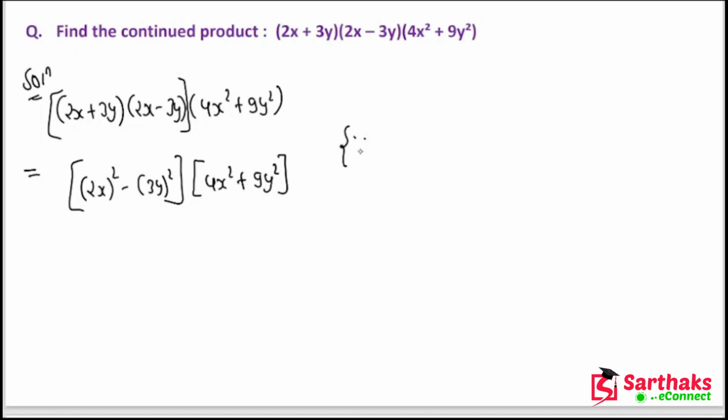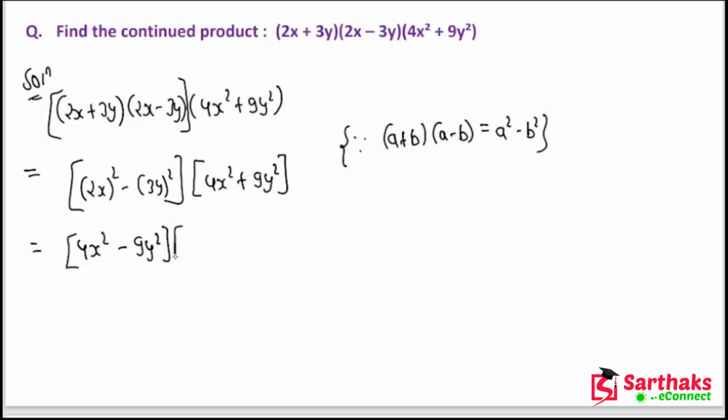Okay, so what is the identity we have used here? It would be a plus b into a minus b, that is a square minus b square. Okay, so it would be 2x whole square, that is 4x square, minus 3y whole square, that is 9y square. It will be 4x square plus 9y square. So again we can use a plus b into a minus b. See, 4x square would be a, 9y square would act as b. So it will be a square minus what you have assumed b, 9y square, b square.